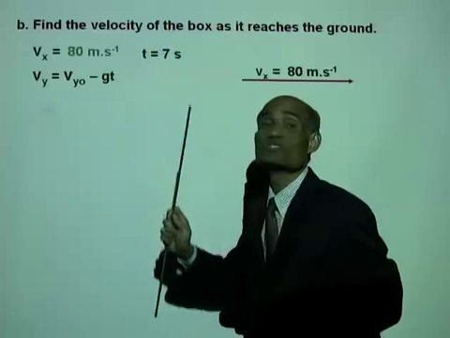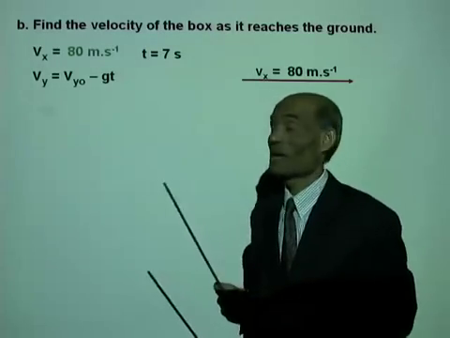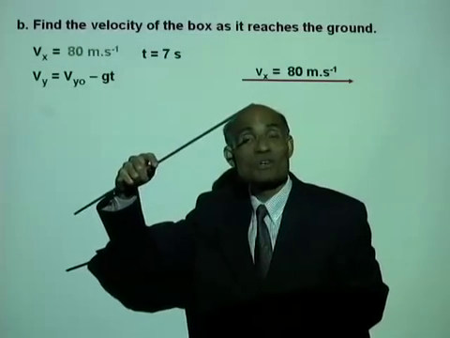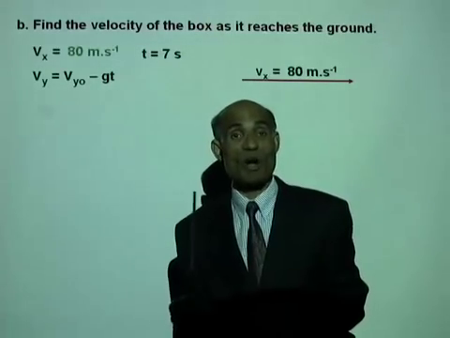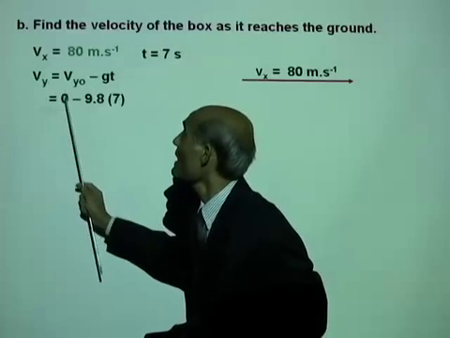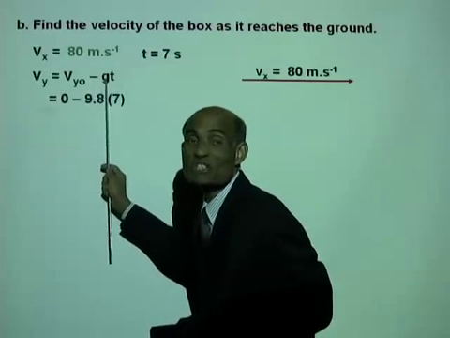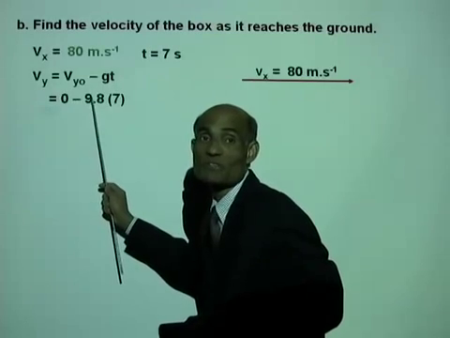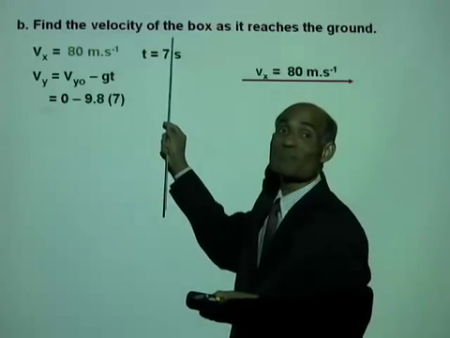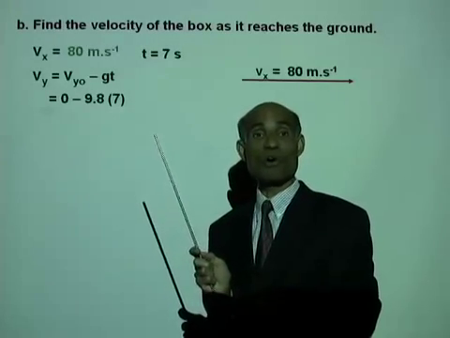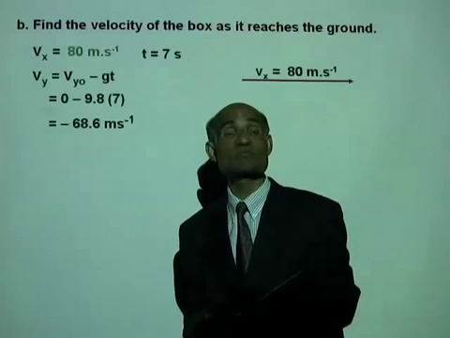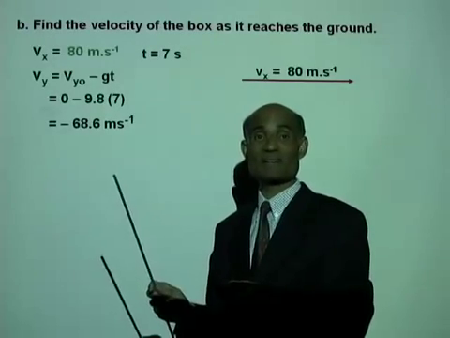Vy0 minus gt. Now, what is Vy0? What is the initial vertical velocity of the dropped box? It is 0. Therefore, Vy equal to negative gt, negative 9.8 times 7. We calculated the time taken by the box to fall. So that is negative 68.6 meter per second.